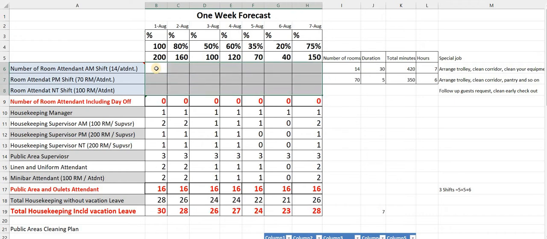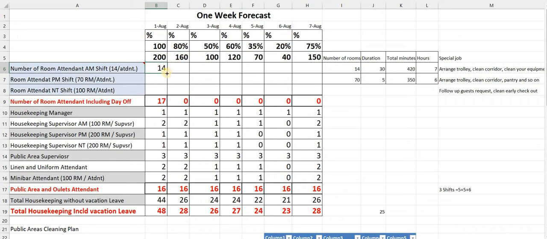I delete this all figures. Now I show you how you make your formula. Plus 200 divided by the assignment 14 room for each room attendant. So you need 14 room boys.